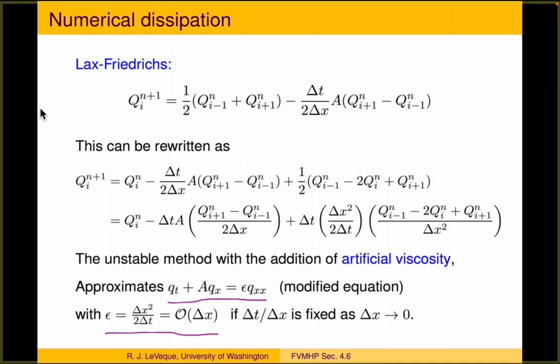It goes like order delta x to 0. So we've put in a little bit of extra dissipation, but with a coefficient that vanishes as we refine the grid. So in the limit, it vanishes as we refine the grid. The results get sharper.